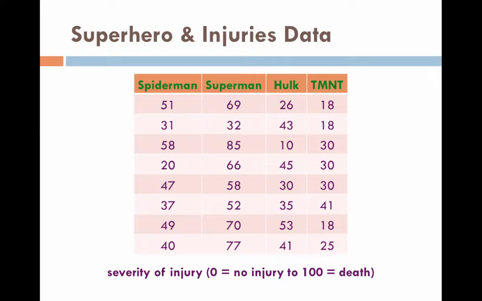And again, looking at this data, this is the severity of injuries, where 0 means no injury and 100 means death.